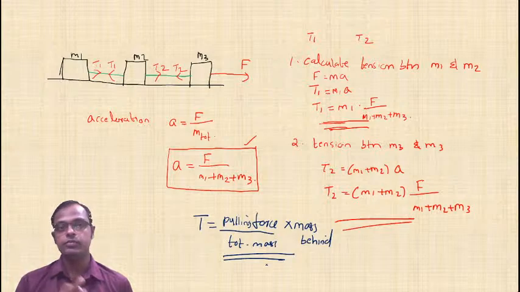So in the case of the previous question, when all the bodies are in contact, there you can use the contact force formula, that is the pushing force divided by total mass into mass in front. As a general equation we can write: pushing force divided by total mass into mass in front. Here we can use pulling force divided by total mass into mass behind. Okay.